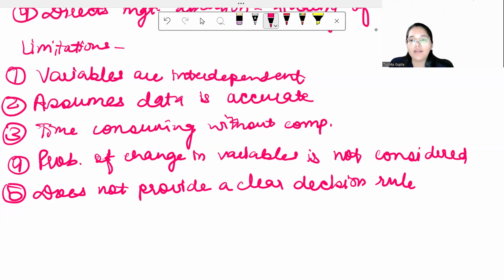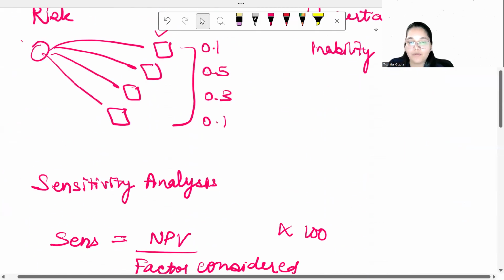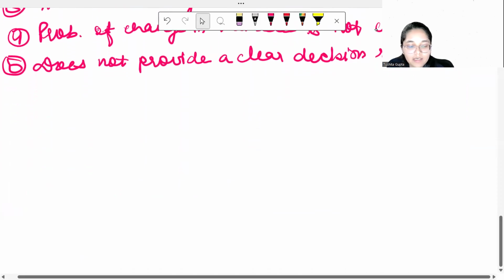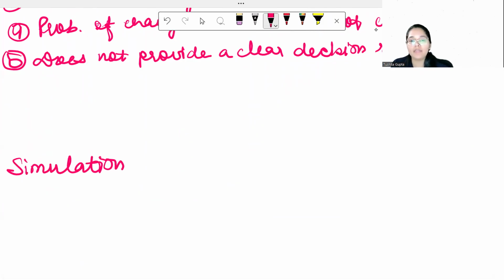Now let us move to another technique where we are trying to incorporate risk and uncertainty in our project appraisal. So the next method that we are going to talk about is simulation. Over here in sensitivity analysis, we were only changing one variable at a time. But when it comes to simulations, we are basically trying to change more than one variable at one time. So this is a technique wherein you're changing more than one variable at the same time.